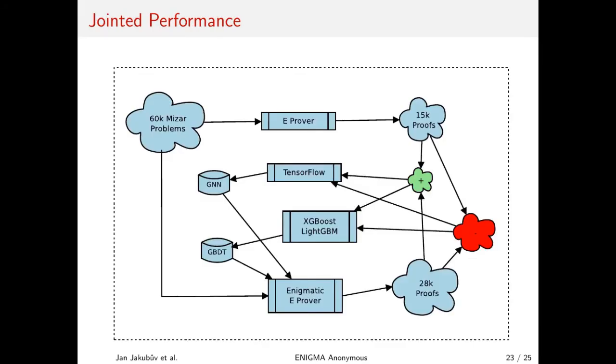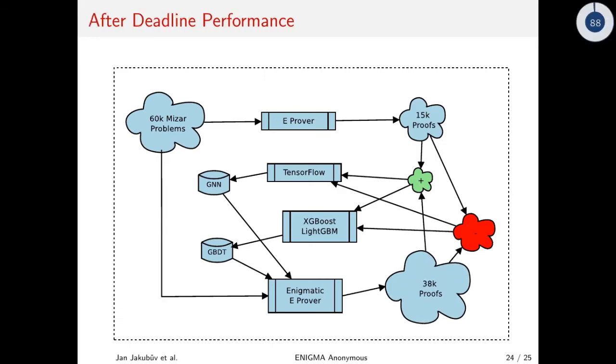When we take the union of all the solved problems, we obtain more than 28,000 proofs. This tells us that decision tree models and neural networks are quite complementary methods, that is to say that there is no clear winner. Finally, after the deadline, when there was enough time to conduct more experiments, we used both the methods in cooperation, joining the training samples from both the methods and performing several more iterations of training and testing. After a few more iterations, we obtained more than 38,000 proofs.